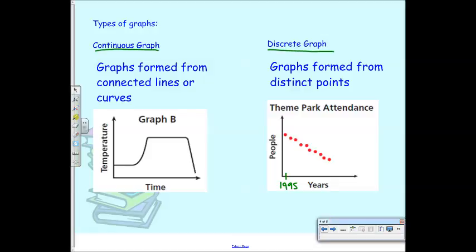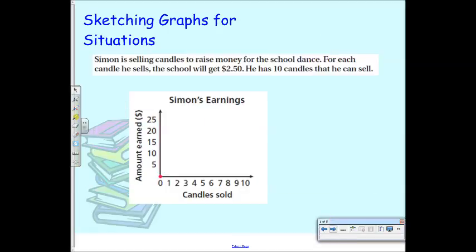The number of people at a theme park slowly declined over the course of some number of years. So over the course of a few years, the number of people going to a theme park slowly declined. All right, so if I give you this situation, which says Simon is selling candles to raise money for a school dance. For each candle he sells, the school will get $2.50. He has 10 candles that he can sell. So is this going to be a continuous graph, so measuring trends, or does this measure distinct data points?